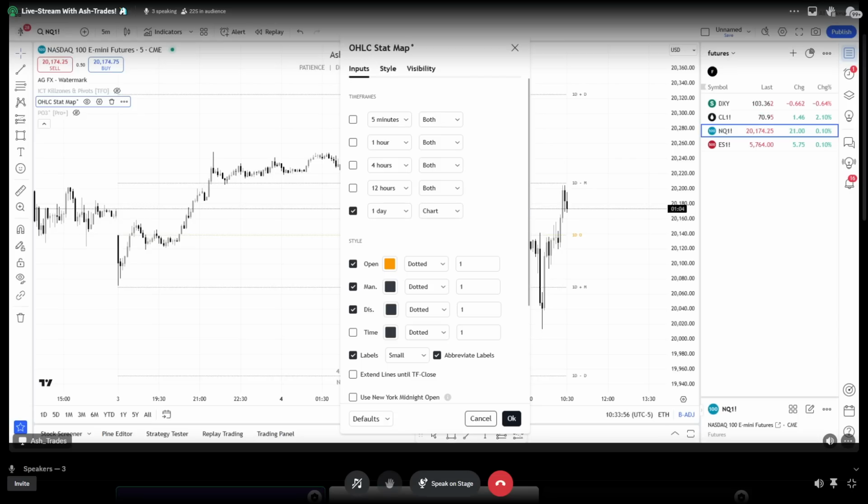If there's any other questions for Ash, though, I really want to just give him the stage for questions regarding his model, his strategy, his vision with the stat map. So sorry to cut you off there.